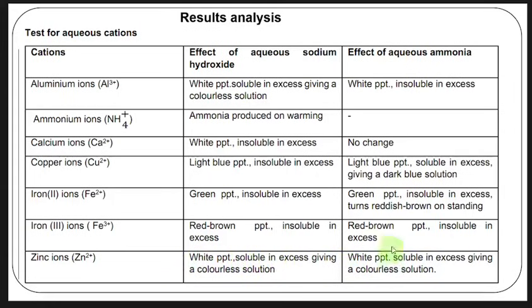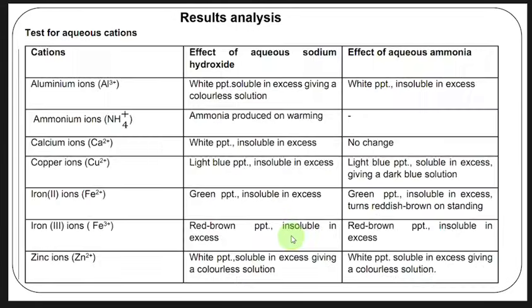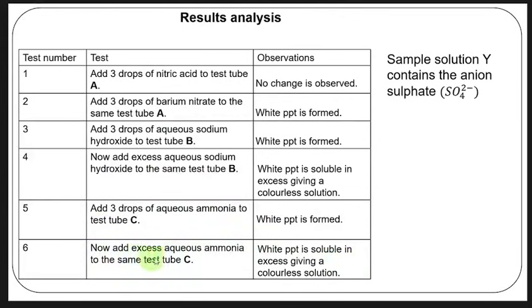Now let's see this other one where you use aqueous ammonia. So here, when we added the 3 drops of aqueous ammonia to test tube C, we saw white precipitate. All right, so let's see also here what happens when a few drops are added. So few drops, when they are added, a white precipitate, yes, is seen just like us. All right, so when we added excess, now add excess aqueous ammonia to the same test tube C, what we saw, white precipitate is soluble in excess, giving a colorless solution.